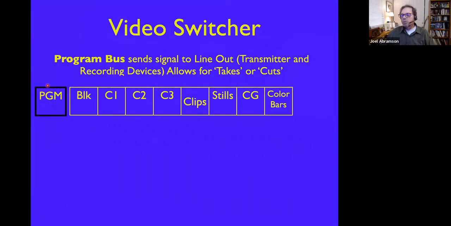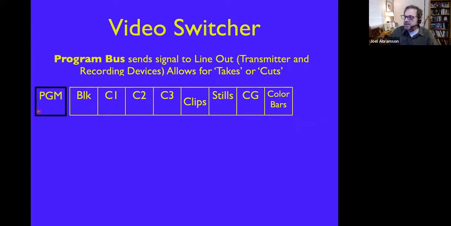So I'm going to start out by taking you through a schematic diagram of a potential switcher that we might build. Okay, it's not what the real switcher looks like. That'll be later on in the lecture. But first, we want to build a switcher that is going to go to our recorder or to our transmitter. All right. And so what I've got here is the program bus.